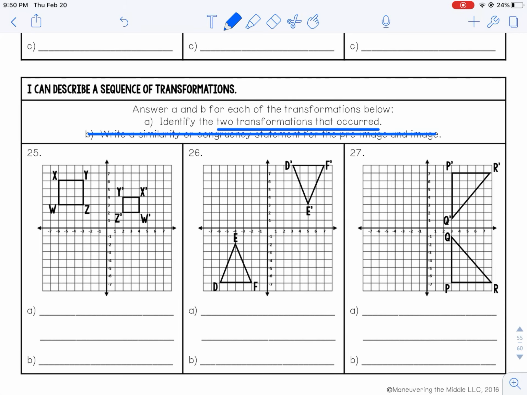So you're looking at what two things got this pre-image to this image. What two things got the pre-image to the image? And what two things got this pre-image to this image? That's going to require a little bit of thinking. So again, you're only looking at part A.